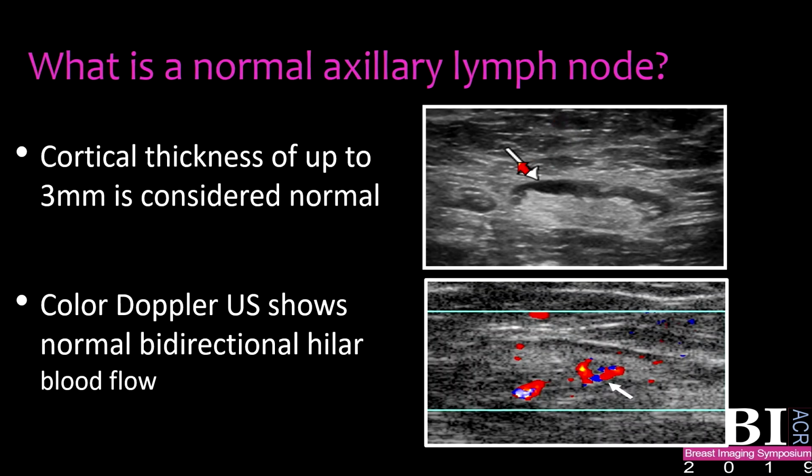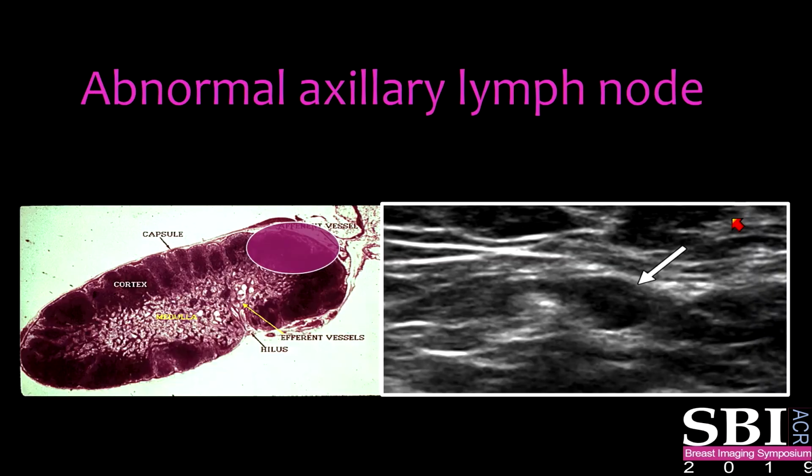A normal axillary lymph node, when the cortex is about 3 millimeters, that's considered normal. And generally, you have a normal bidirectional flow that we see at the hilum in a normal axillary lymph node.